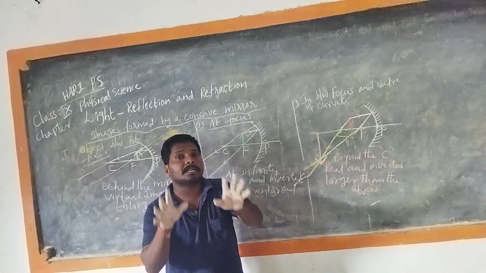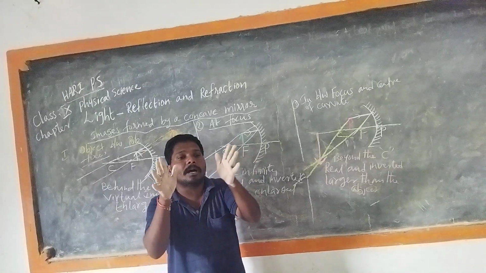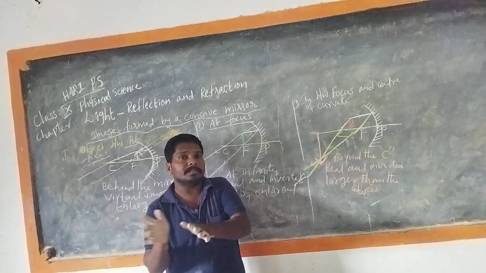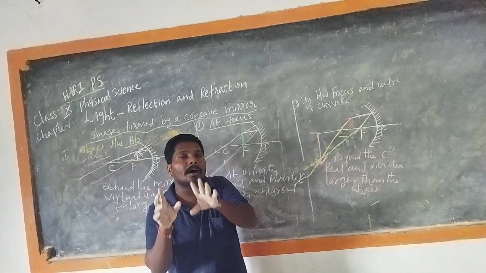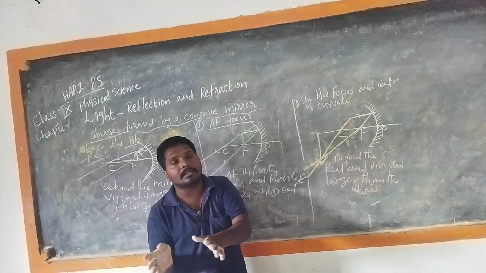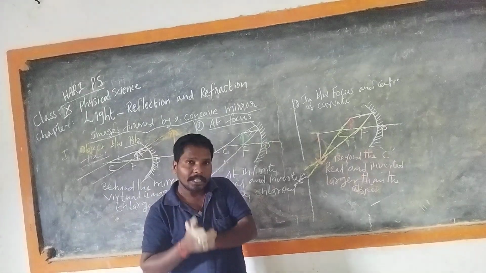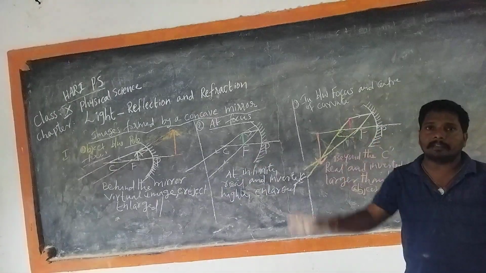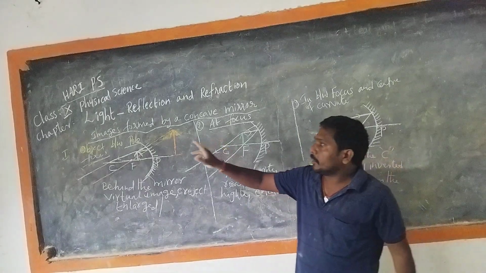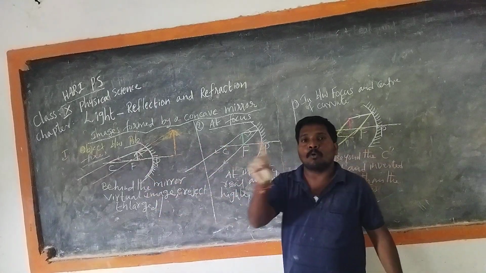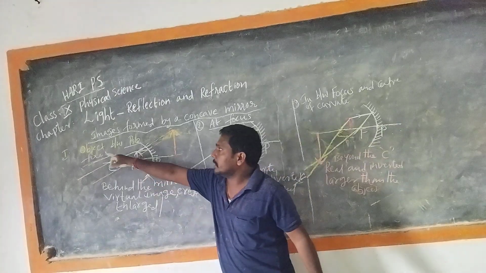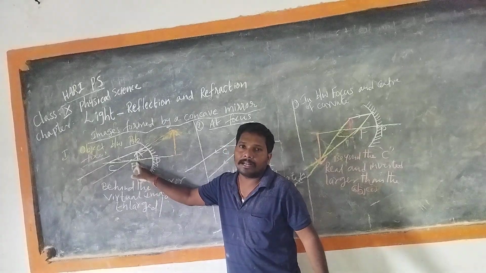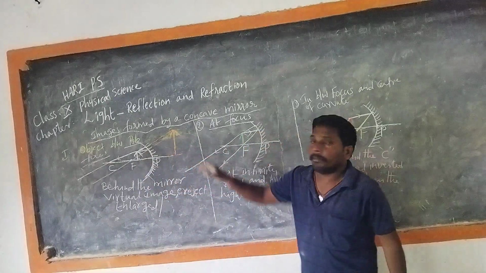The image which is caught on the screen, which is formed on the screen, is called a real image. The image which cannot be formed on the screen is called a virtual image. So a plane mirror always forms a virtual image. A concave mirror also forms a virtual image in only one case, when the object is placed between the pole and the focus. Virtual image is formed.